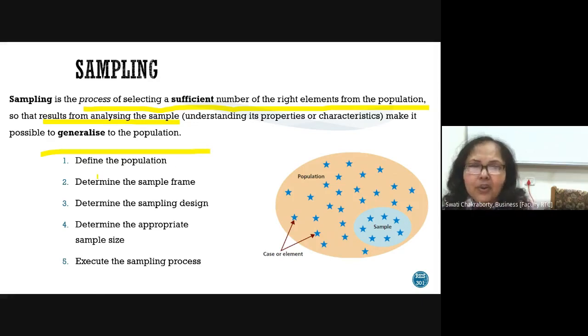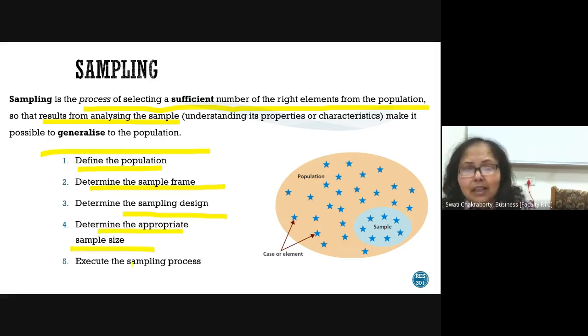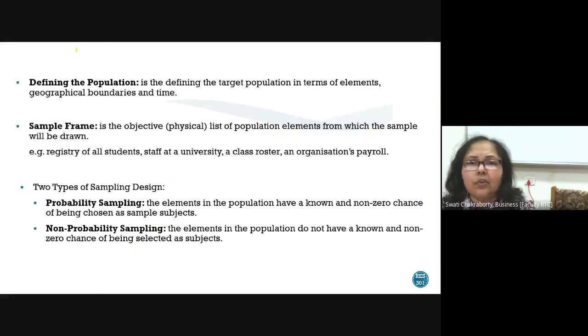So what's the process? First, we define the population, then we determine the sampling frame, then the sampling design, then we decide the appropriate sample size, and then execute the sampling process. So once again, this is a recap.